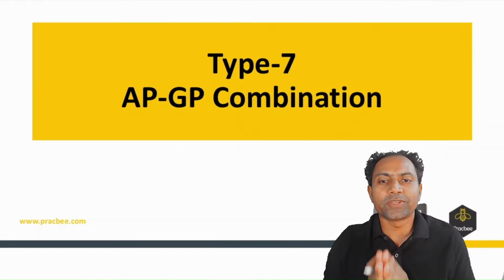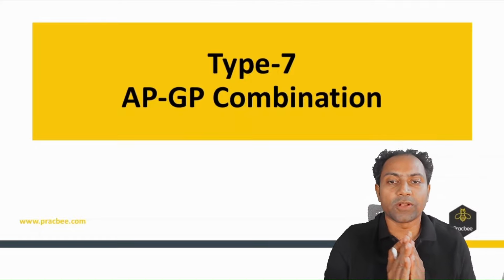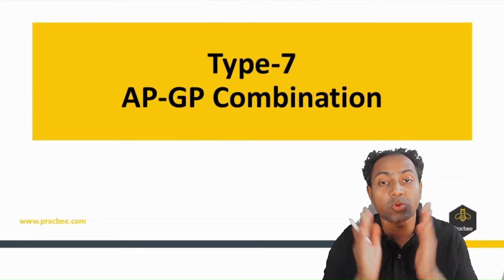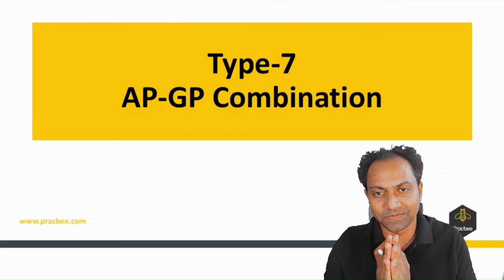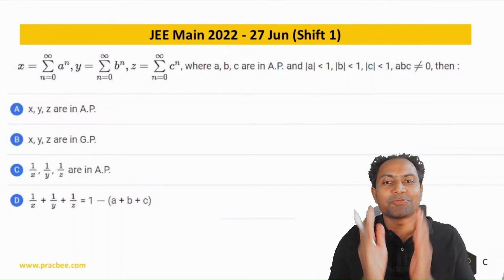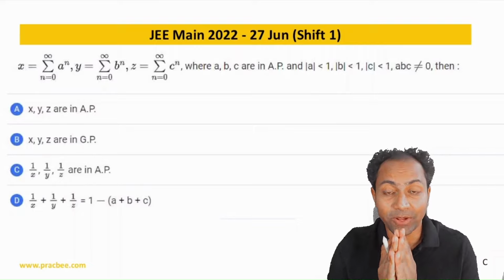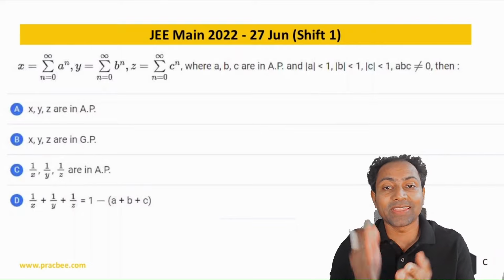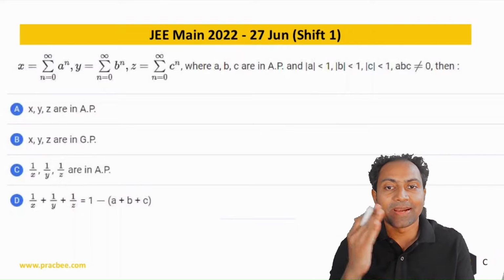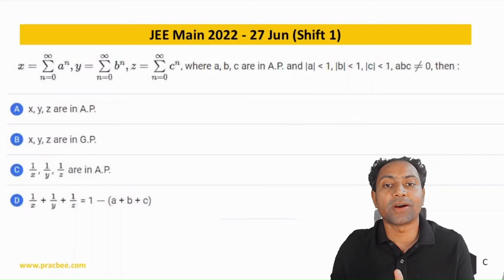Next, we are going to discuss a very special problem type that involves combining the concepts of AP and GP in one question. And let us start with it. Now, in this first problem, based on the combined AP and GP concept, you can see that we can get X, Y, and Z by directly applying the formula for infinite GP.